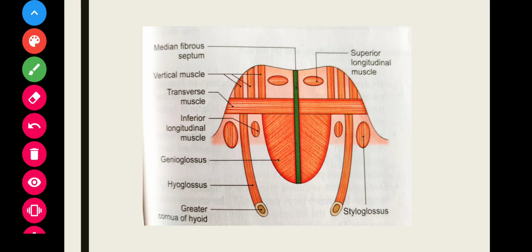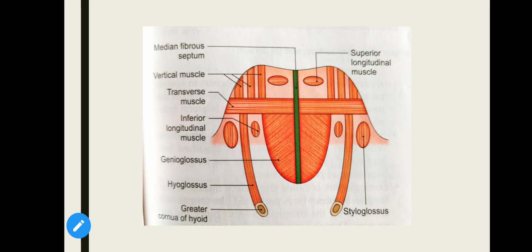So obviously you can copy this diagram. This diagram has been taken from a reference book. So this is very easy to make and it almost covers all the muscles of the tongue.